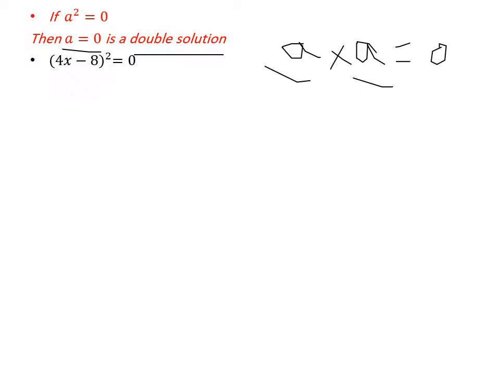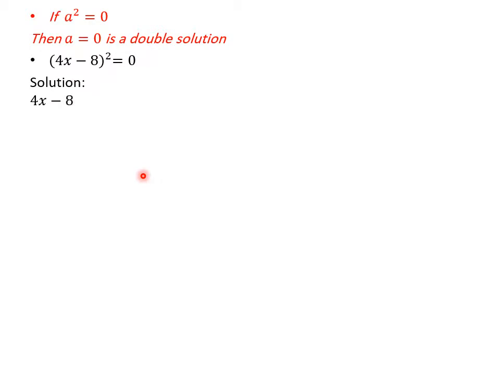Okay, so as we can see, this one is squared, so you can see the power 2. Whenever we have power 2, it's a double solution. So we write 4x minus 8 equals 0, and we solve it normally. Then x equals 2 is a double solution.